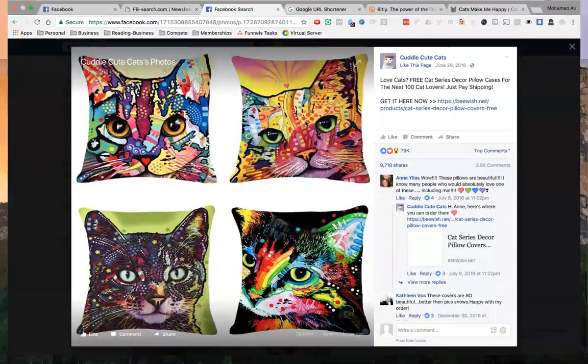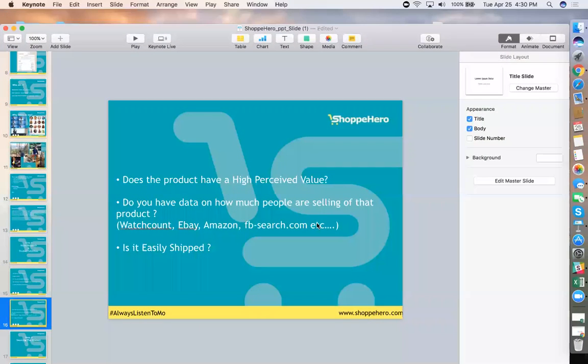All right, so you guys got the idea on the Facebook search. Same thing, you can go on Amazon and see how many reviews a particular product has. Same thing, you can go on eBay and see how many times a particular item has been sold, etc. So this is how you can collect data.